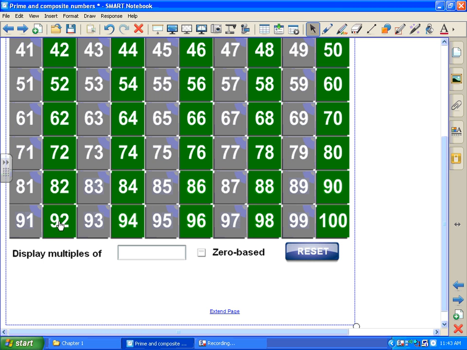Now, you guys, is 2 an even number? But 2 is a prime number, right? But every other even number is composite, right? So the number 2 is our only even prime number. Everybody say that.